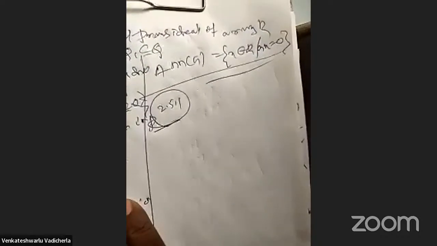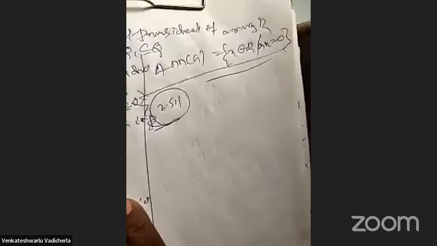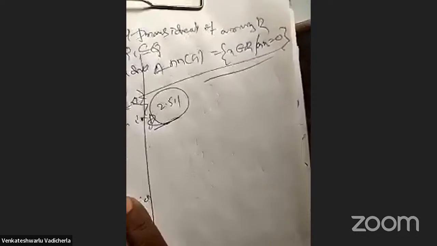Now, Theorem 2.5.1. The statement is: let P be an ideal of a ring R such that P is a maximal member of the class of all annihilator ideals of non-zero elements of R. Then P is prime.